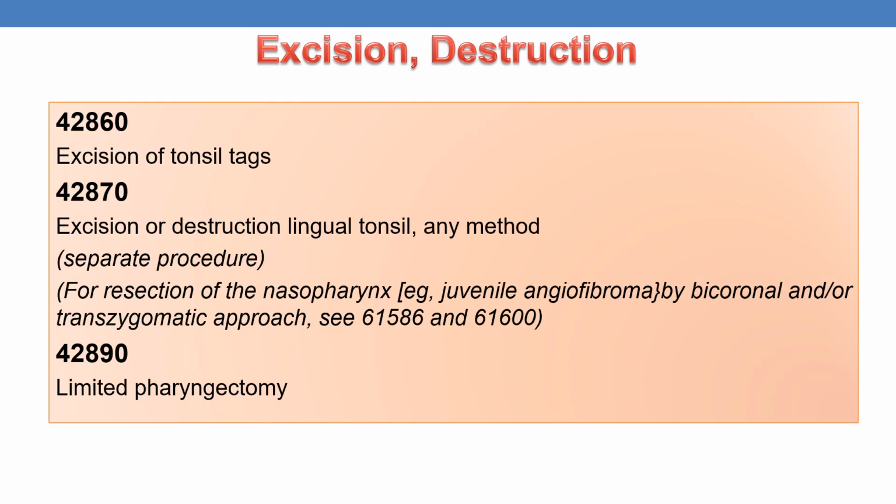The next CPT is 42860. It deals with excision of tonsil tags. The next is 42870. It deals with excision or destruction lingual tonsil, any method. And for resection of nasopharynx by biauricular and or transzygomatic approach, see 61586 and 61600. The next CPT is 42890. It deals with limited pharyngectomy.